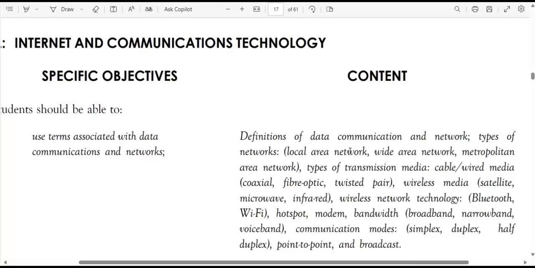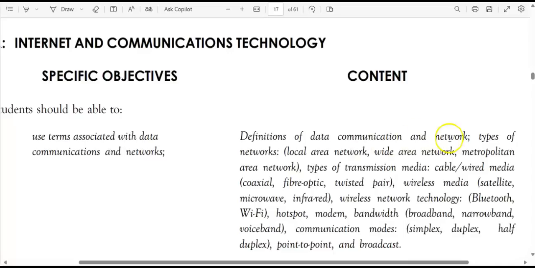Examples of local area network would include a school computer lab where you have all the computers connected to each other. The Wi-Fi that you use at home would be an example of local area network because it connects your phone, your laptop, your smart TV. Also, if you work in an office, the office network would be an example of local area network because it's connecting employees' computers to a printer and file server.